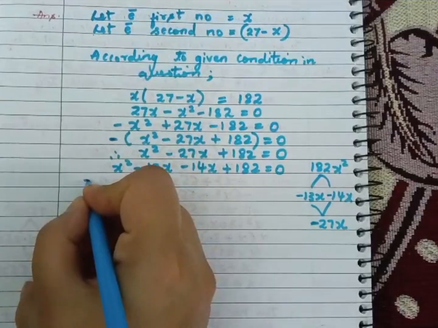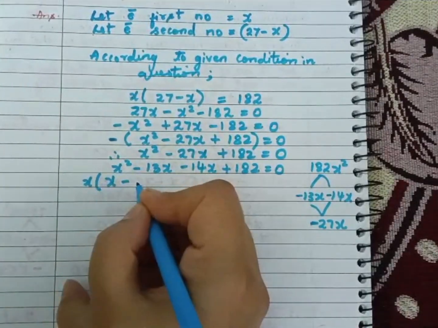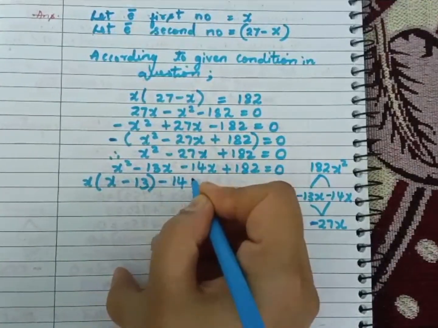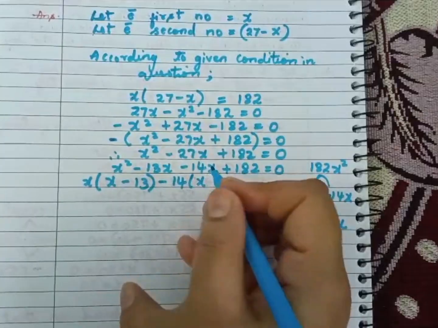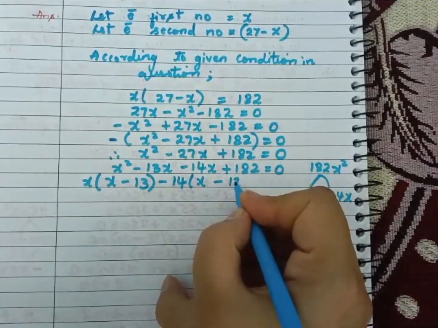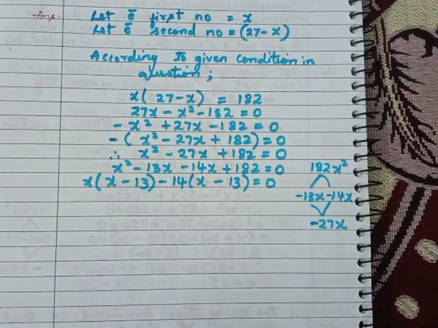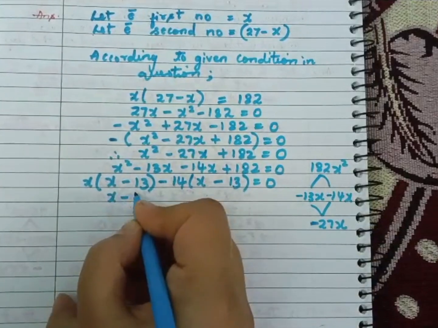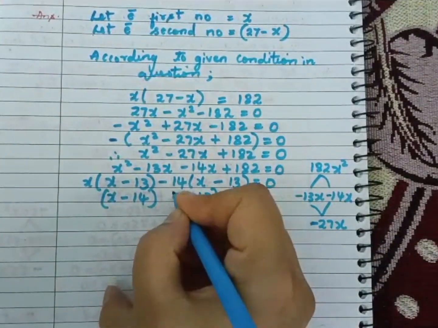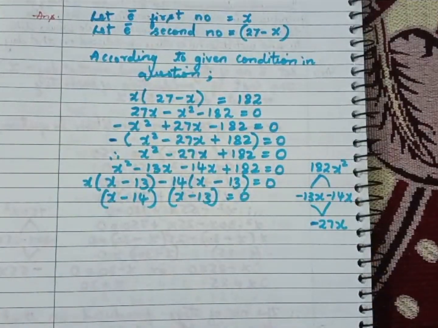So here x into x is x square, minus x into 13 is 13x, minus 14. 14 into x is 14x, minus into minus is plus, 14 into 13 is 182 equal to 0. So (x minus 14)(x minus 13) equal to 0.